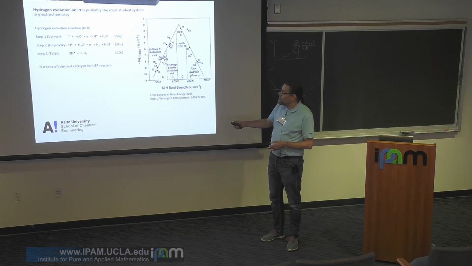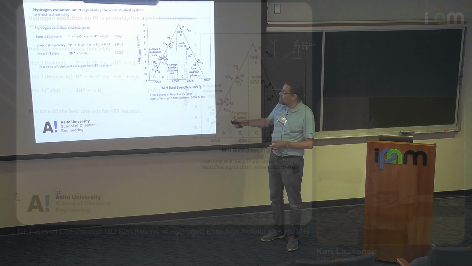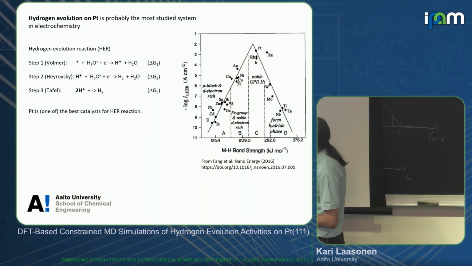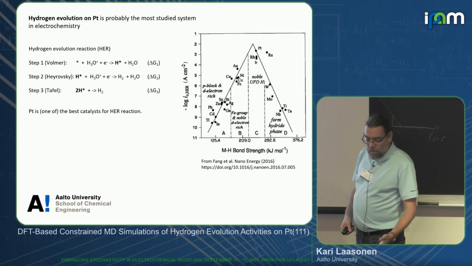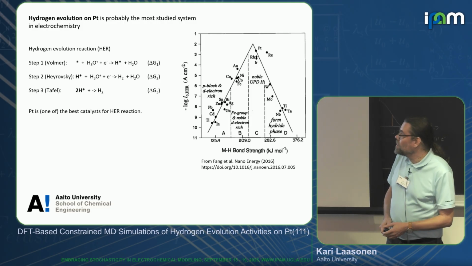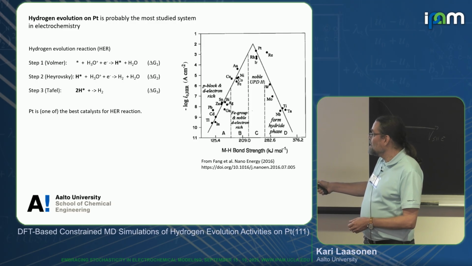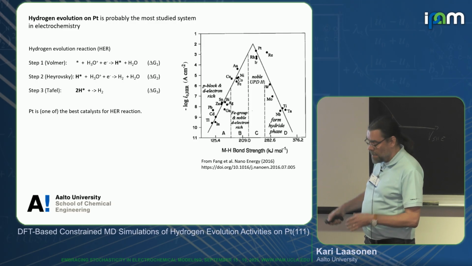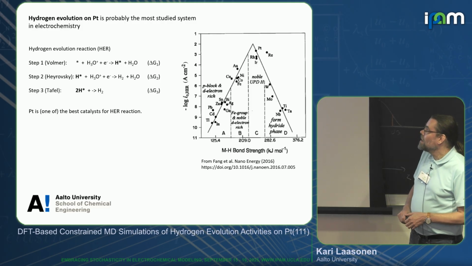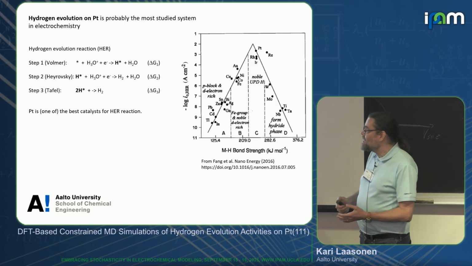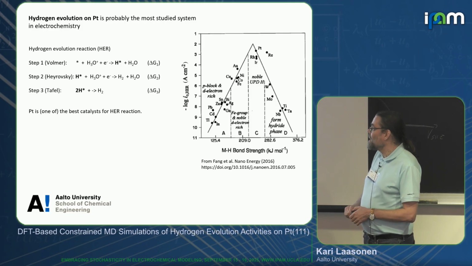So for the Volmer reaction, the point is that we have the solvated proton in water, so it's bound to the hydronium ion, and then the electron is on the surface. This is the starting reaction, and then at the end we have hydrogen on the surface. Very, very simple reaction, but having all the details there is somewhat challenging.